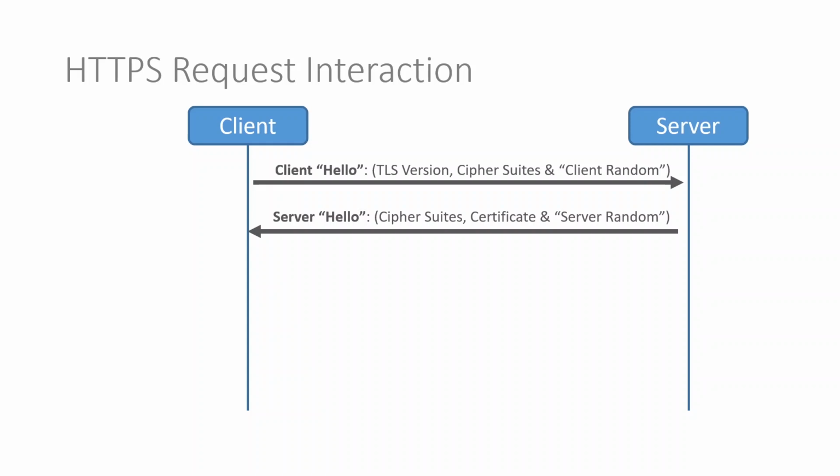They're basically just trying to agree on what they're going to use by way of securing the connection. So again, it will send back what cipher suites it supports. At this point, it will also send back the certificate, which contains the public key as well, along with something called the server random. The client random and the server random are basically just random strings, as the name would suggest, and these are used later on in the interaction.